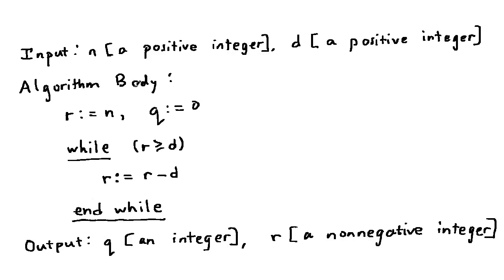So we have the input values N and D. We have the algorithm body. The initial value for R is N, and the initial value for Q is 0. Here we have the while loop, and here is the condition, and here we have R equals R minus D, and finally the output, we have Q and R.